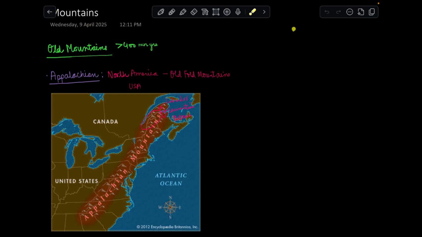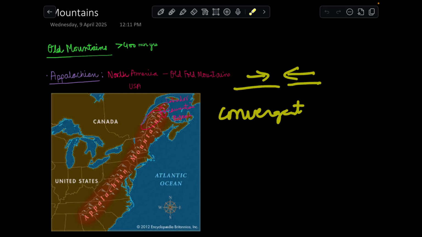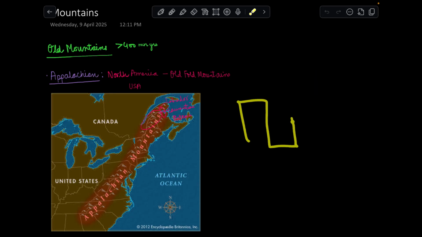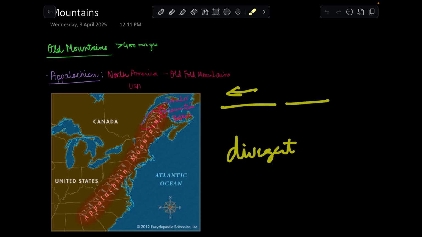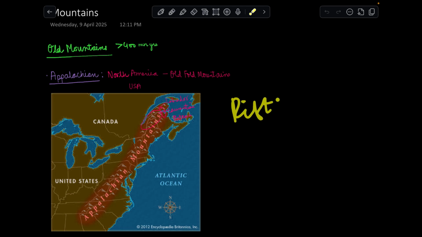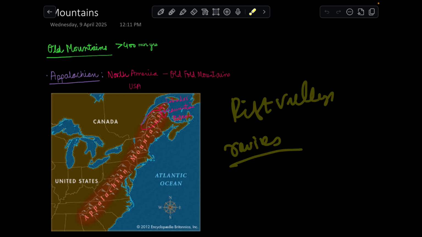So basically there are two types of mountains. First is the fold and then the block mountains. Fold mountains are created because of convergent plate boundaries like this, and the block mountains are created because of the divergent plate boundaries. Another feature of these divergent plate boundaries are the rift valleys as well as the ravines.